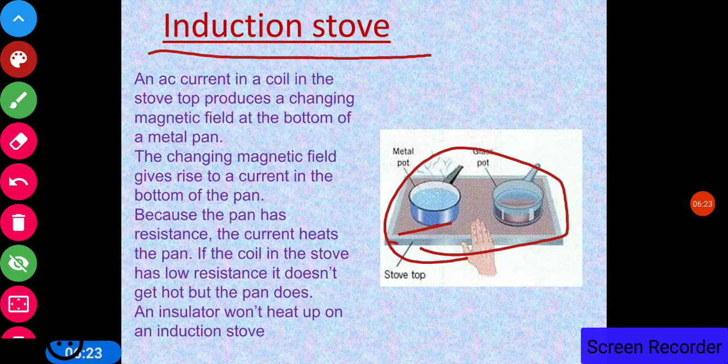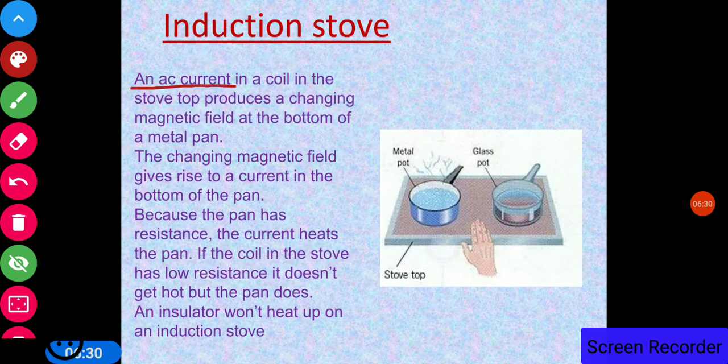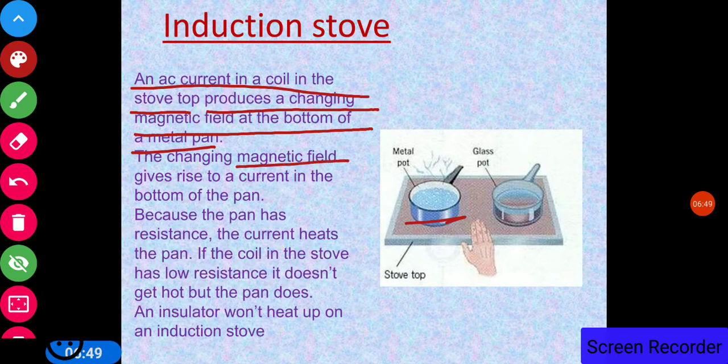So how is it possible? It is because of electromagnetic induction. Now, an AC current in the coil in the stove top produces a changing magnetic field at the bottom of a pan. You know that alternating current is changing, so naturally at the bottom of the pot the magnetic field will be produced, and that will be a changing magnetic field.